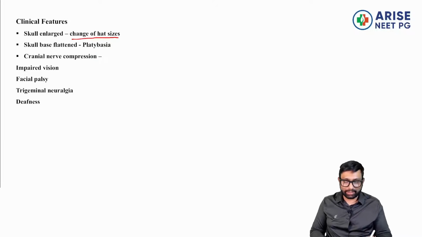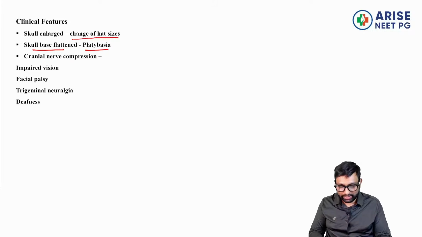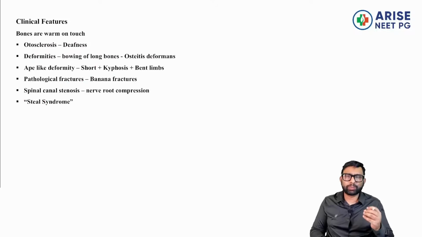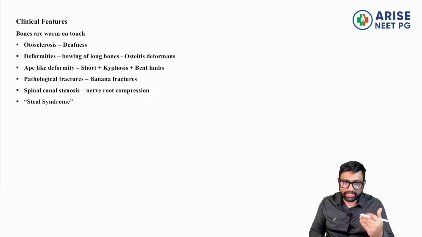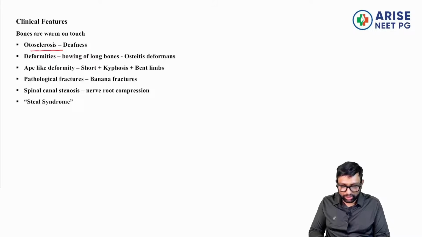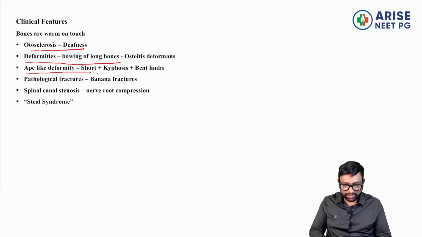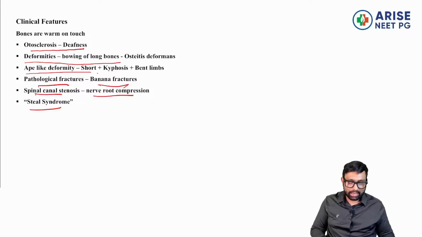Changing of hat sizes, and patients will have a flattened skull base that results in platybasia. There will be cranial nerve compression resulting in impaired vision, facial palsy, trigeminal neuralgia, and deafness. The bone will be warm to touch because there is a lot of bone turnover and breakdown happening, so increased bone activity results in the bone being a little warmer than normal. There will be patients having otosclerosis causing deafness. There will be a lot of deformities in the bone, such as an ape-like deformity because patients will have short, kyphotic and bent limbs. Patients may have pathological fractures like banana fracture, spinal canal stenosis, nerve root compression, and there is something called Steele syndrome which a patient has in Paget's disease.